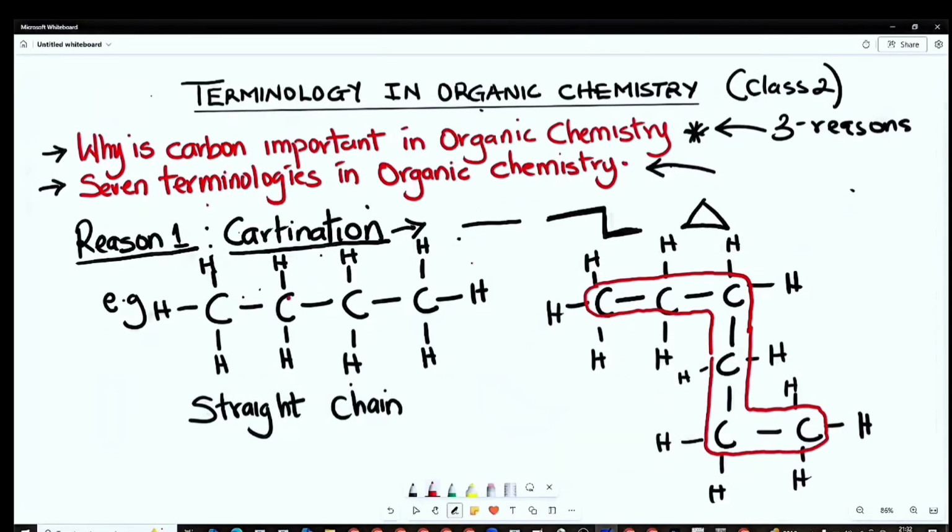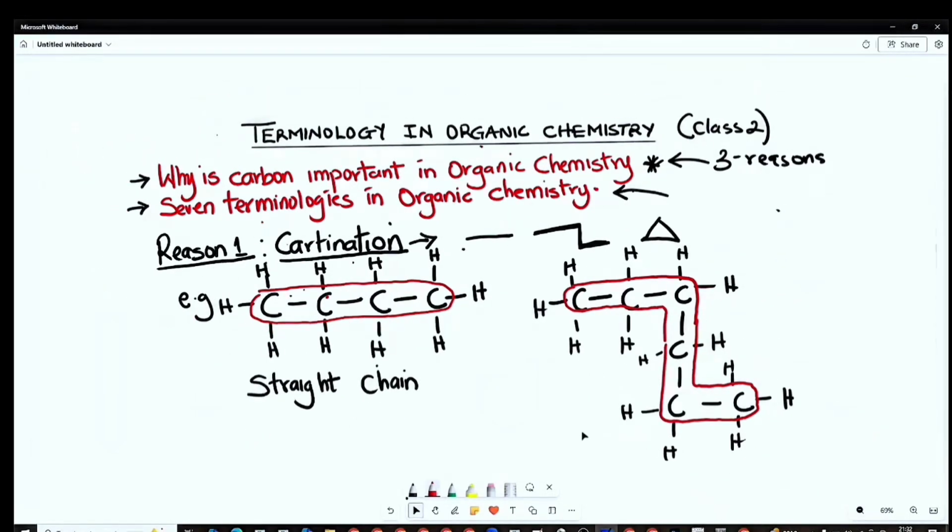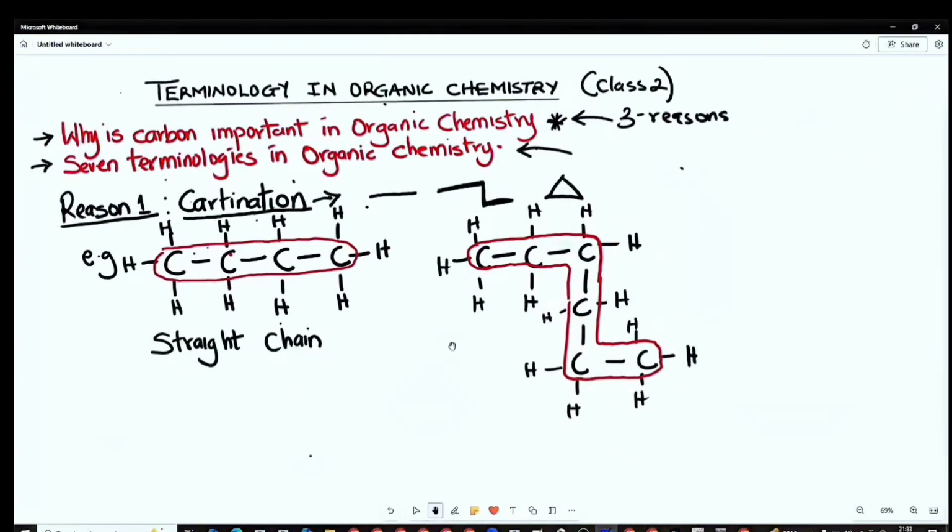If you look at the first one, it's forming a straight chain. Carbon has the ability to form a straight chain. So this one is a straight chain, while this one is a branch chain. So you could see it like this. Trying to expand my board so you can see what we're doing. So this guy is the branch chain.